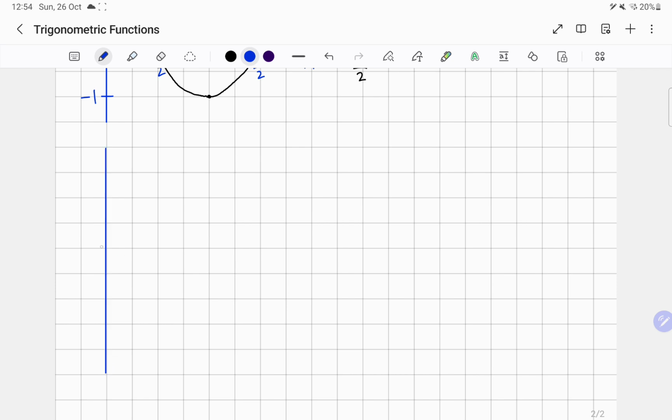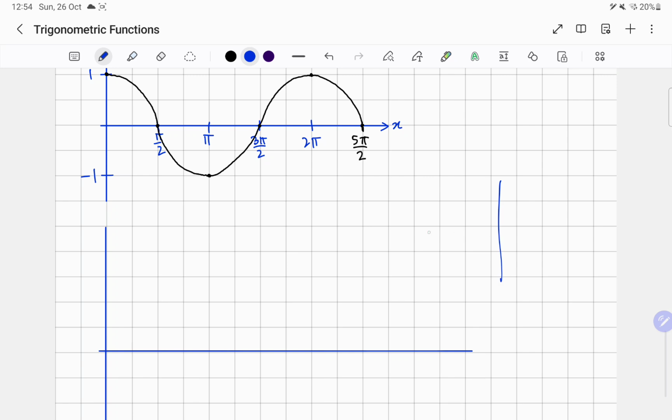For the tangent graph, I'm not going to focus so much on the numbers 1 and 0, let's not try to plot too many things, but instead let's just try to understand what happens to tangent. So if you have the unit circle, and then you have the unit circle.